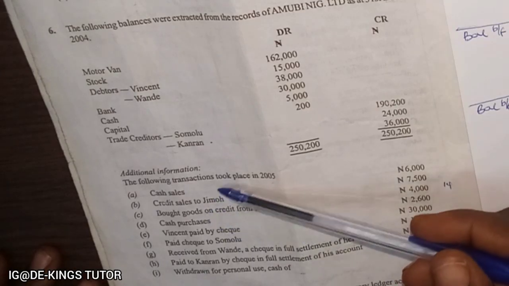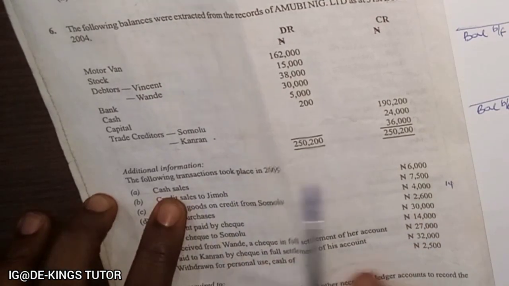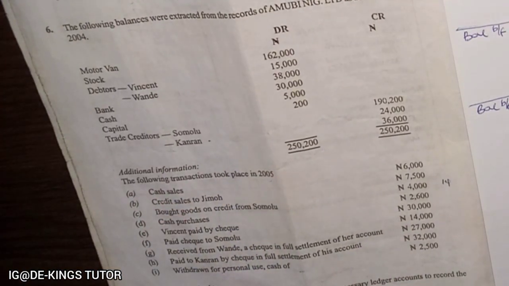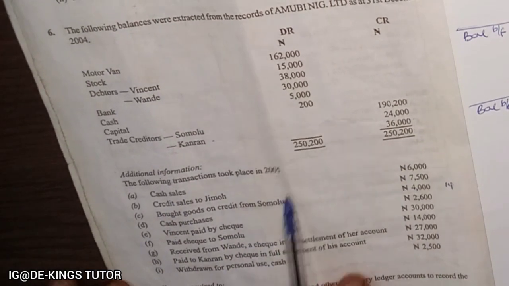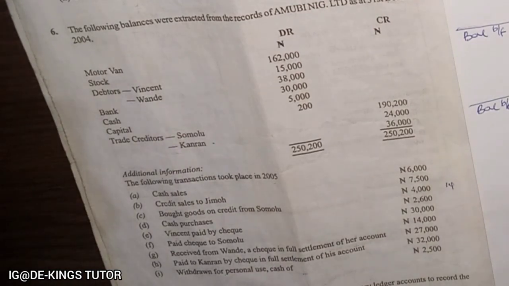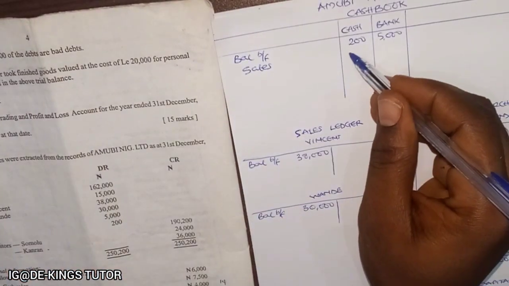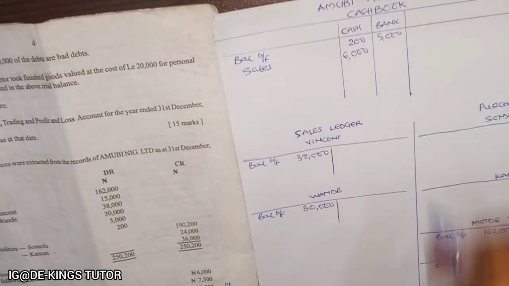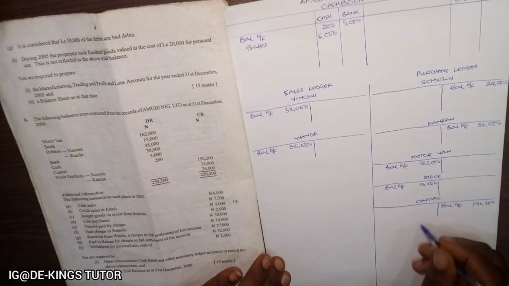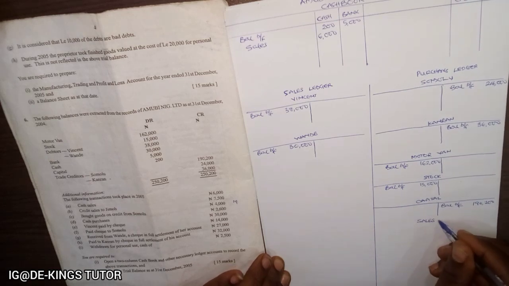Now let's treat the transactions for the year. The first one says cash sales. Remember, all these items correspond to the double entry principle. The double entry principle states that for every debit entry there must be a corresponding credit entry and vice versa. If you have not seen double entry, please check up here, you will see it. So we have cash sales, which is 6,000. Cash sales means sales made with cash. The two accounts that will be affected are the cash account and the sales account. So debit the cash account, in the cash column, with 6,000. Okay, so open a sales account. Sales account is different from sales ledger. So we have a sales account.